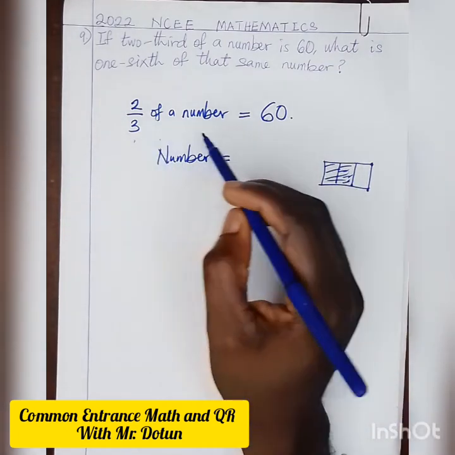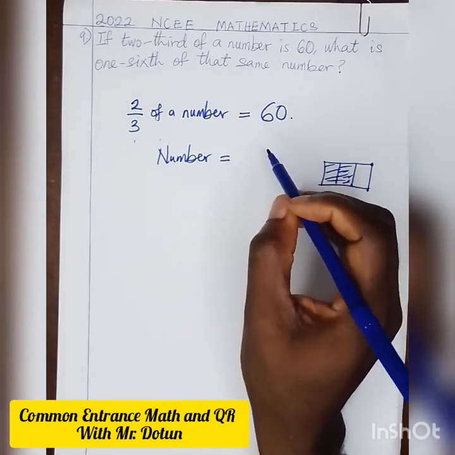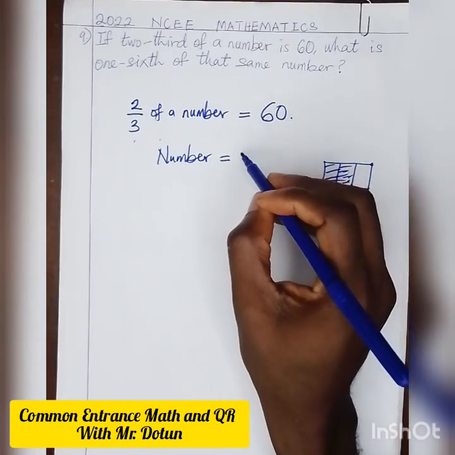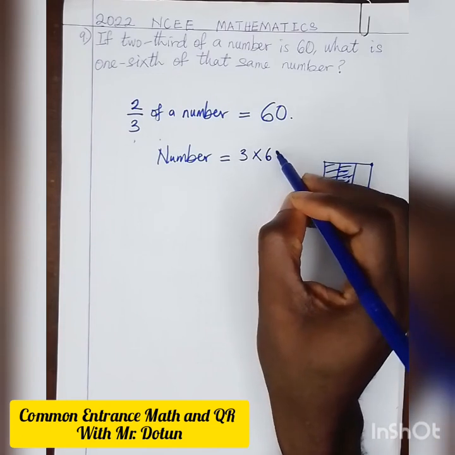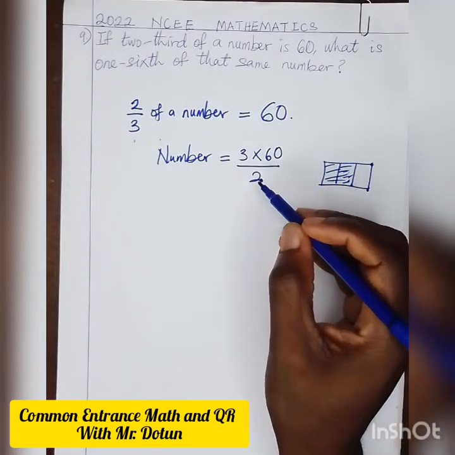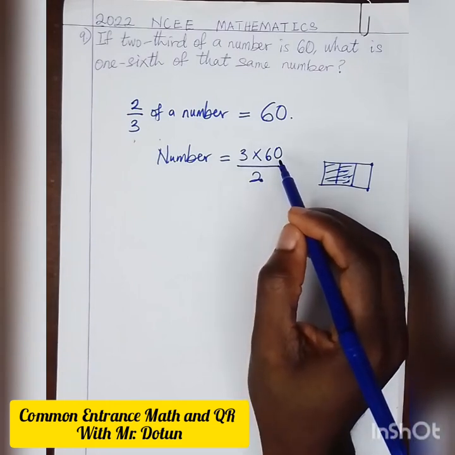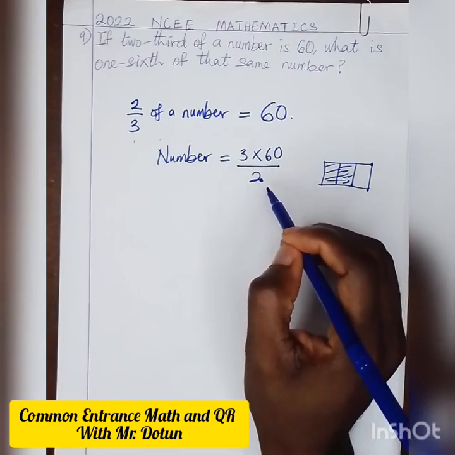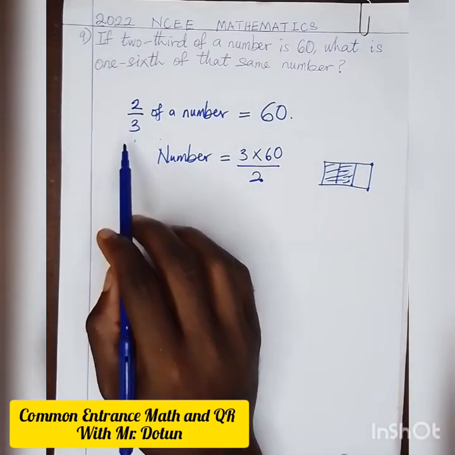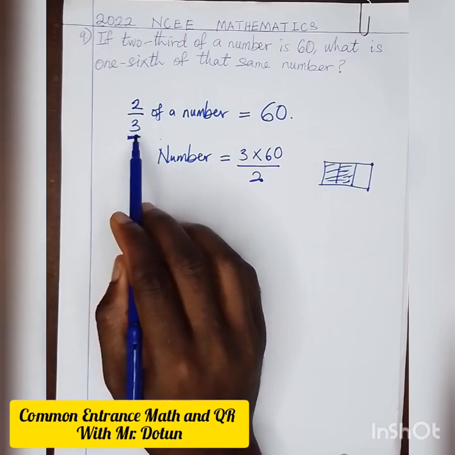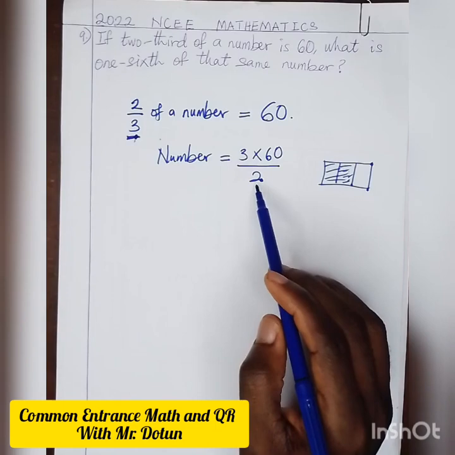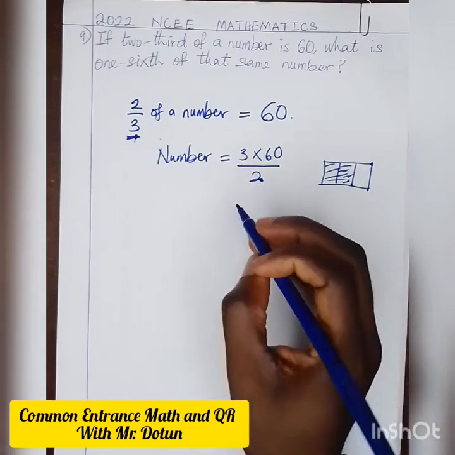Now, since 2/3 of this number is 60, that means for us to find this number, we have to multiply 60 by 3 and then divide the answer by 2. Multiply 60 by 3, then divide the answer by 2. So you see what I've done here? I've actually flipped this fraction. Instead of 2/3, here we have 3/2.